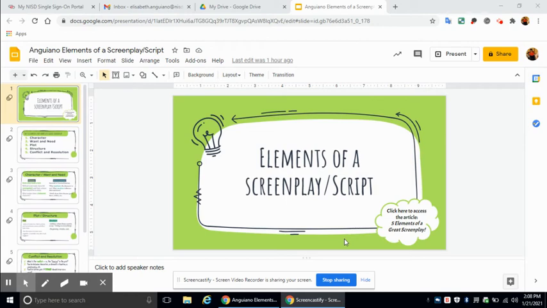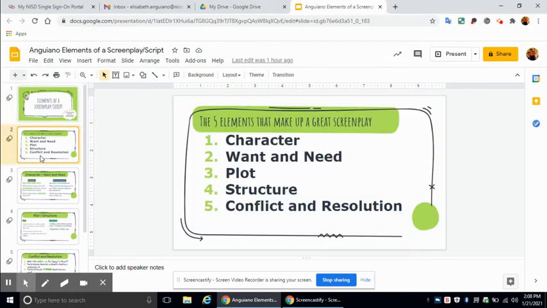So, before we do that, I just wanted to go over some notes. So, the notes that we're going to be going over today are the five elements that make up a great screenplay. And when we're thinking about these elements, right, we want to look at them like building blocks. They're connected to each other to carry out the load and the balance of the story. So we're going to go over each element together because after this, you guys are going to try your hand at writing your own screenplay.